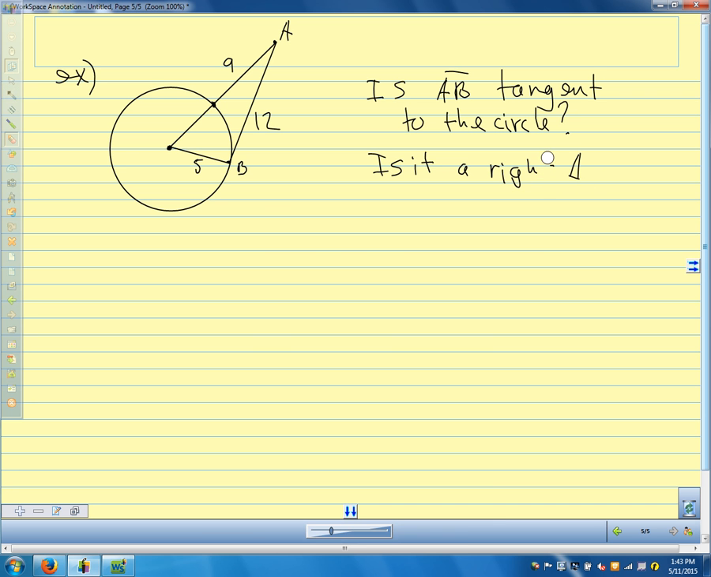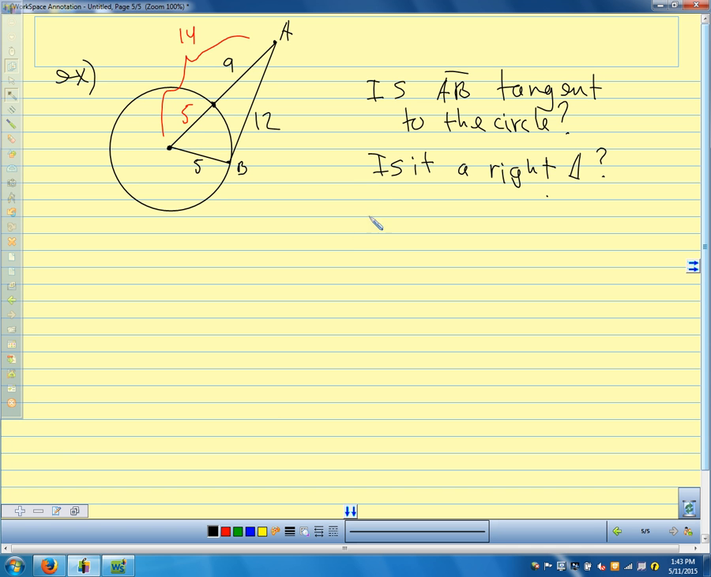Does that look like a familiar question? It's just like the opener. Is this a right triangle? Well, I know this side's 12, this side's 5. How long is this side? 9 plus, what is this? 5. That's a radius, right? All radii are the same. So that's 5. So that whole side is 14.